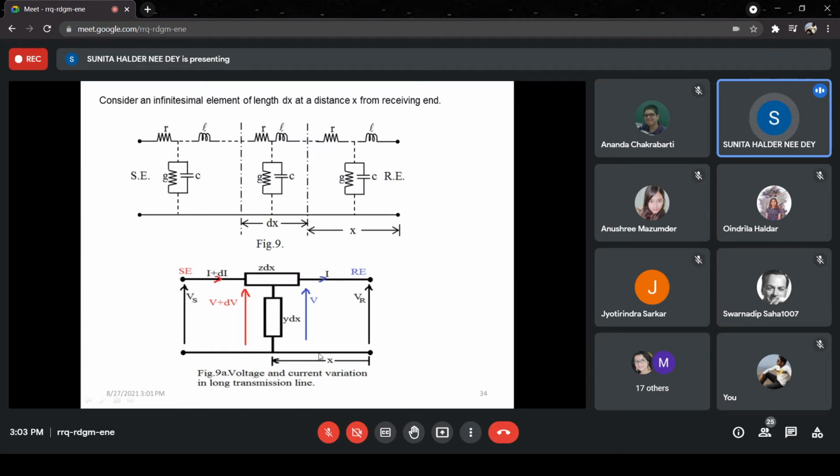If we represent it in differential form, if we assume a line segment at a distance x from the receiving end, then when we cross that line segment, the voltage will increase by dV and the current will increase by dI. Why will voltage and current increase? Because from sending end to receiving end there is a voltage drop. So if we proceed from receiving end to sending end under normal operating condition, there will be a voltage rise. And there are capacitors in the system, so from receiving end to sending end the current will rise.